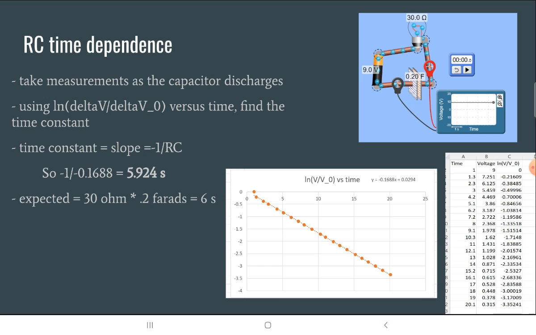And so the expected outcome would be 6 seconds because we know that it's just the resistance times the capacitance, so 30 ohms times 0.2 farads. So you can see the data I collected as well as the graph with the slope.